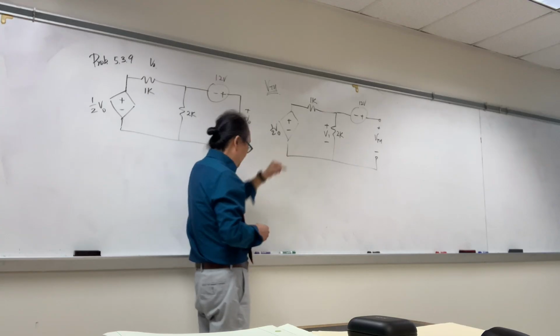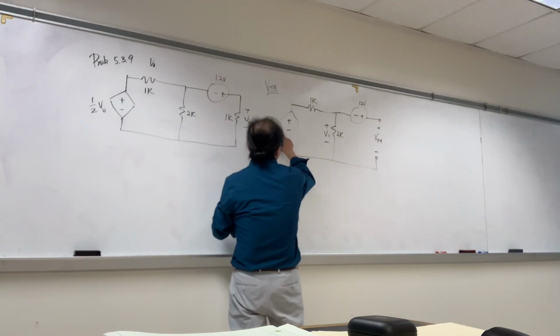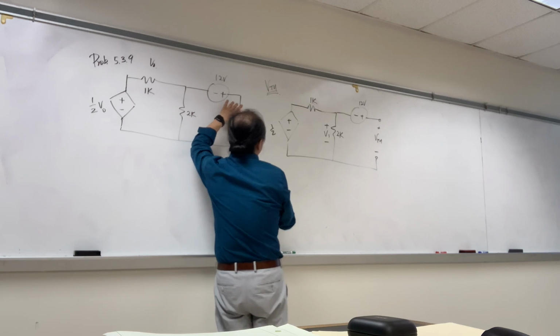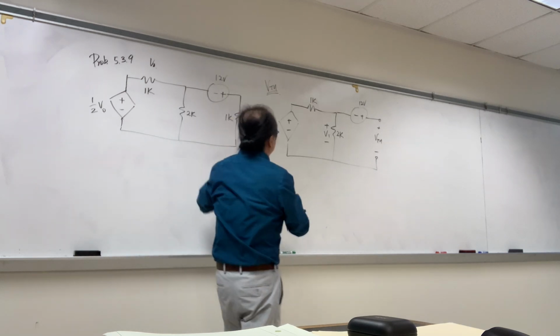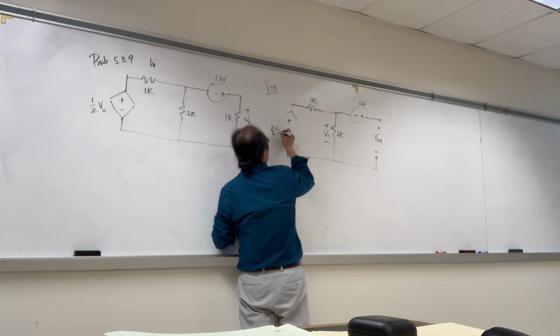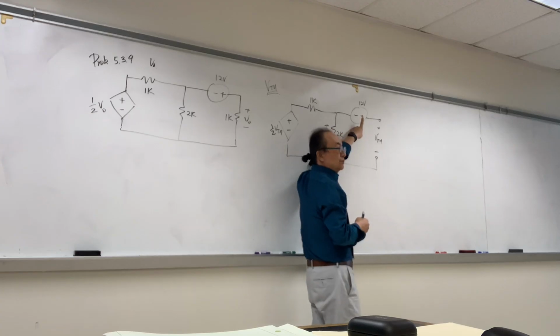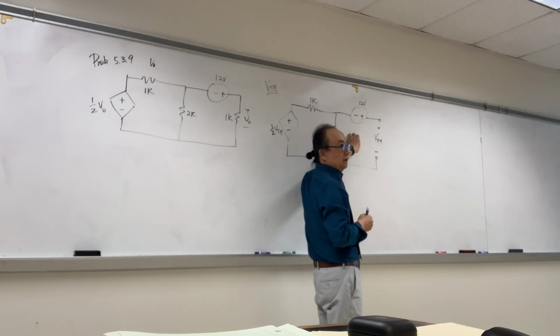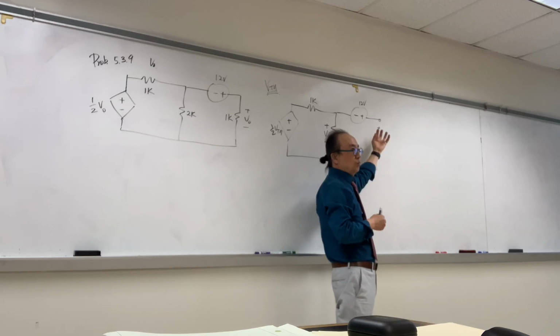Exactly. This is the VTH. So when you do this, there is no V0 anymore. The V0 place, now we have a VTH. So we need to change this to VTH. This 12 volts. Is it really 12 volts in this circuit? Not anymore. Why? It's open circuit.